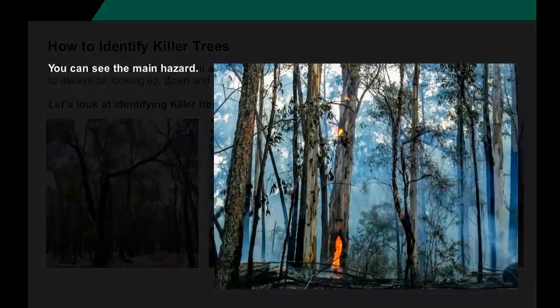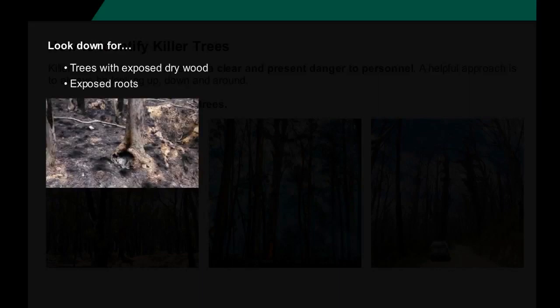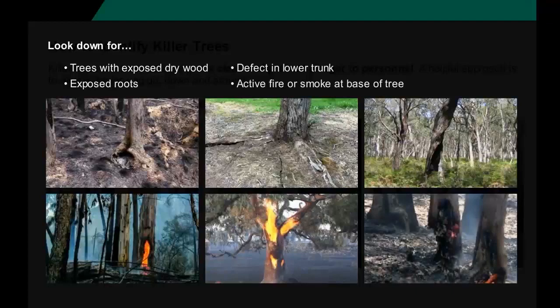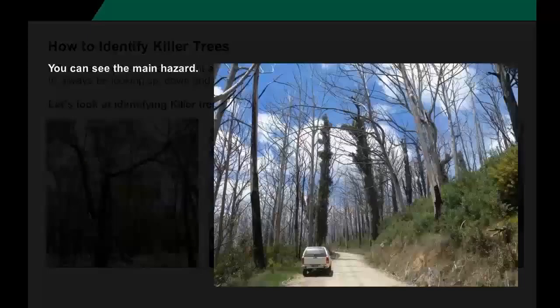You can see the main hazard. When looking down, make sure you look for exposed roots, defects in the lower trunk, active fire or smoke at the base of the tree, and active fire or smoke coming from the ground indicating the roots of the tree are burning. This is best done by crews on foot checking both sides of trees. You can see the main hazard.